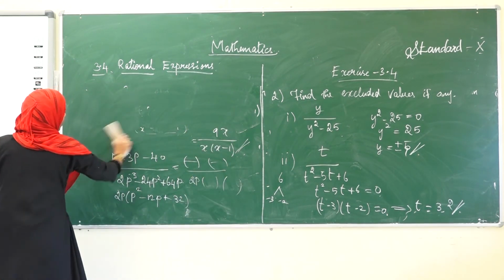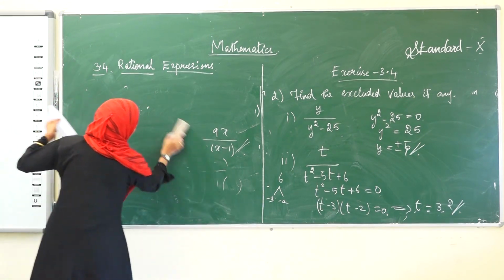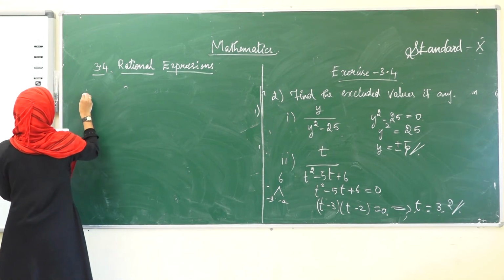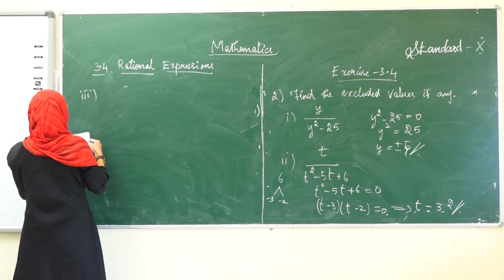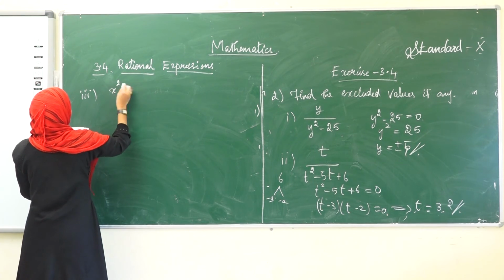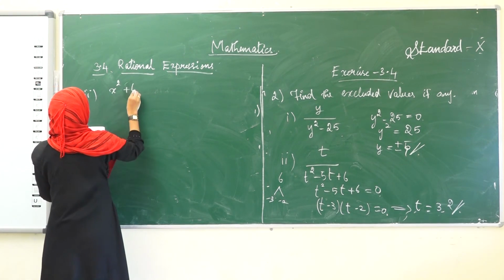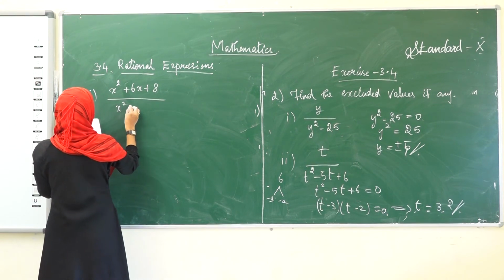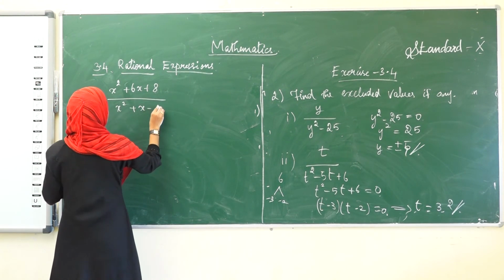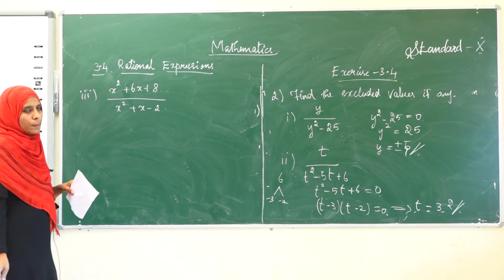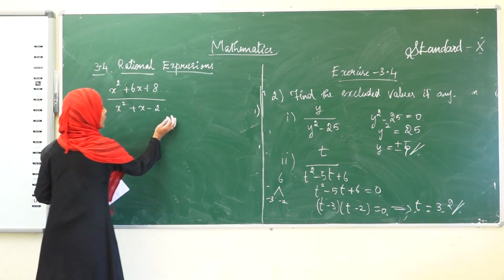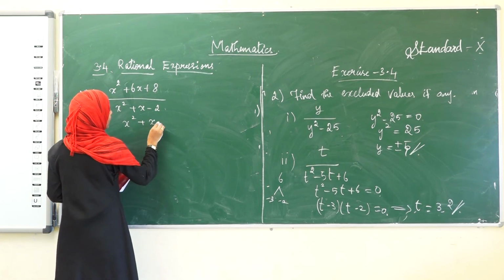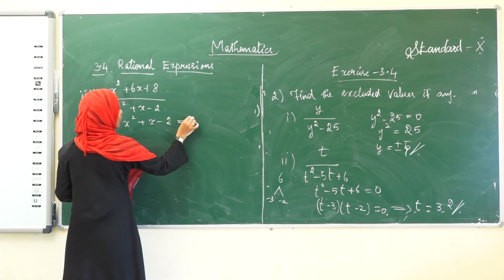Now we are moving on to the third subdivision of the second question. What is the third subdivision? x square plus 6x plus 8 divided by x square plus x minus 2. This is a rational expression they have given. For finding the excluded value, what do we have to do? We have to take the denominator x square plus x minus 2 and equate it to 0.